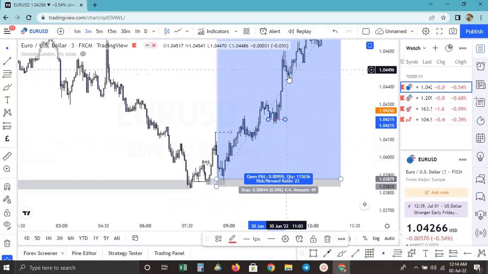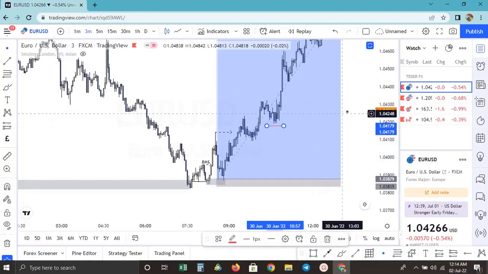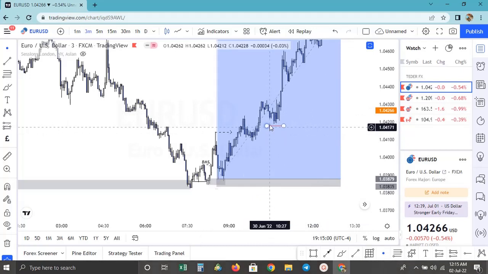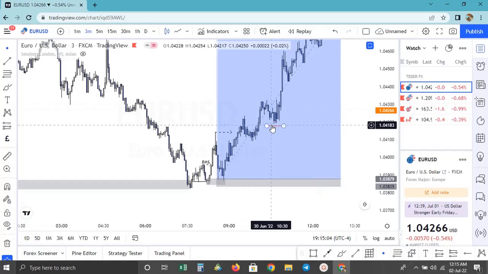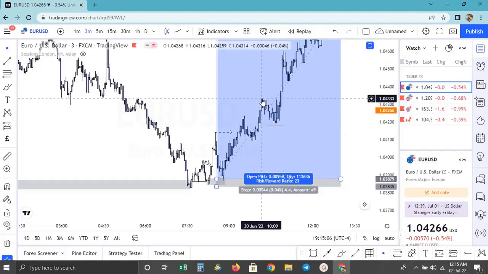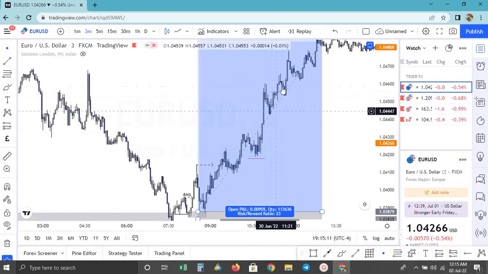I probably saw this. Then my stop loss was at this area here because they have created a higher high, higher low, higher high, higher low. So my stop loss was here. It just broke above this high. So I was waiting to see the higher low, the higher high.